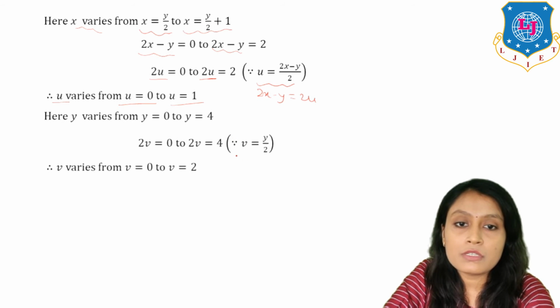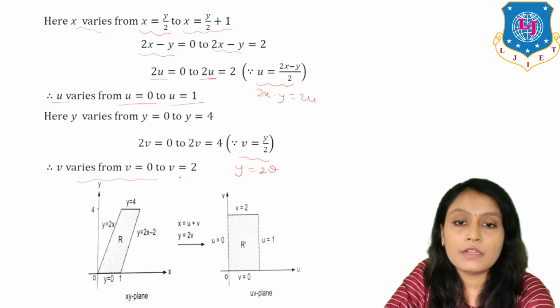And we have supposed v as y by 2, and so we can write y as 2v. So in place of y here just write down 2v. So we have 2v is equal to 0 to 2v is equal to 4. So we will get the limit of v from 0 to v is equal to 2. Now we will find the graph.